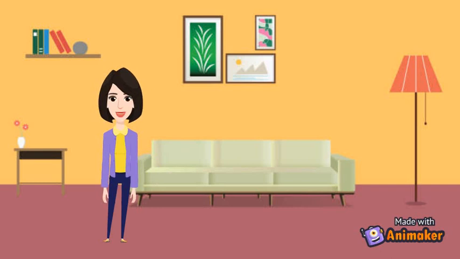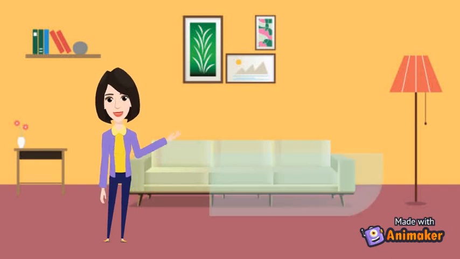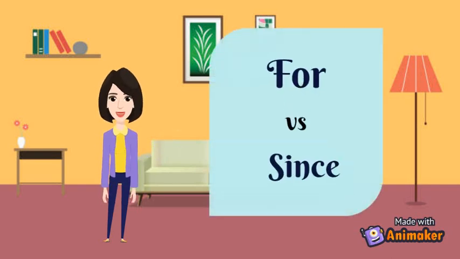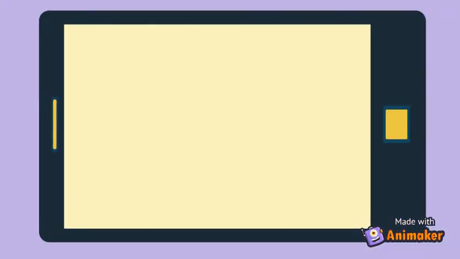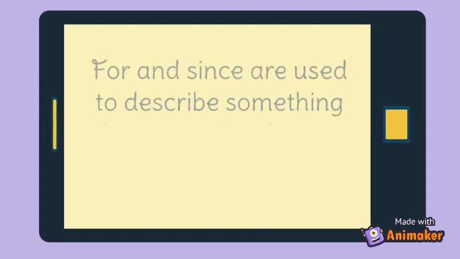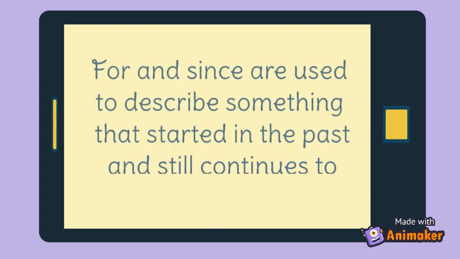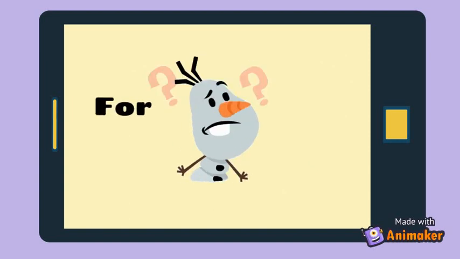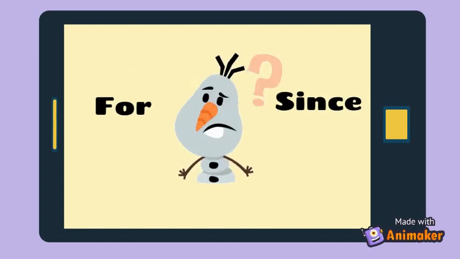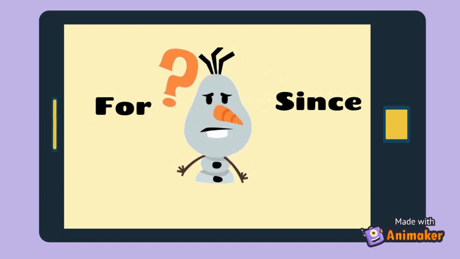Today we are going to talk about a very important topic, which is the difference between the prepositions for and since. People often get confused about their uses. Well, for and since are used to describe something that started in the past and still continues to the present. But there are many differences between their uses which makes people confused. So without further ado, let's get started.